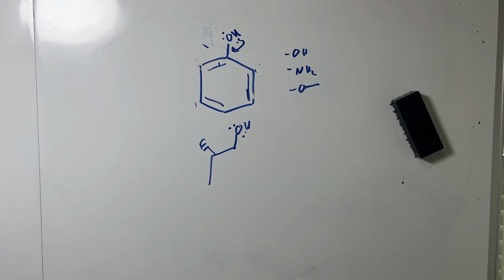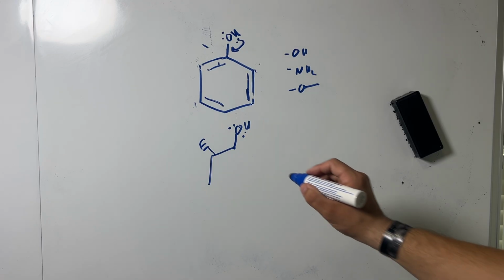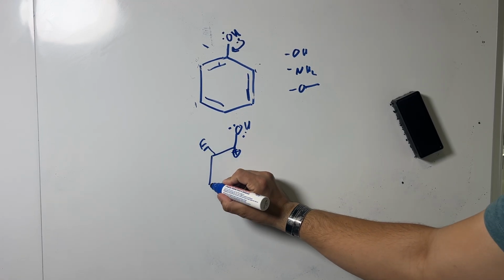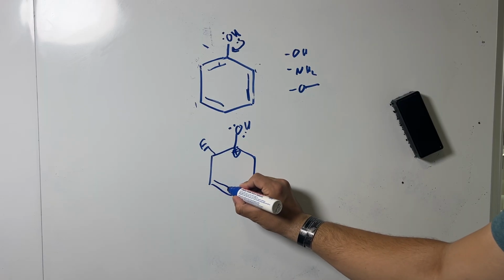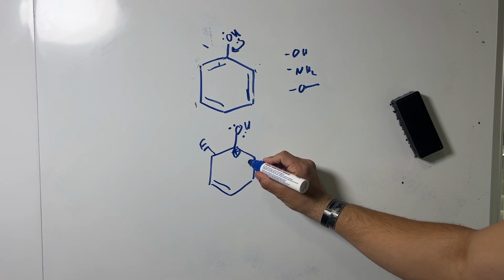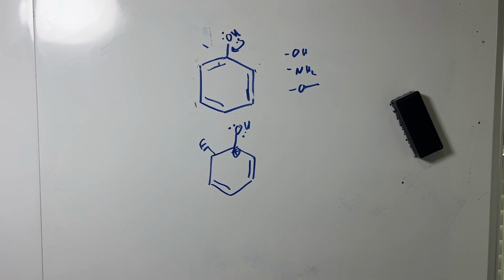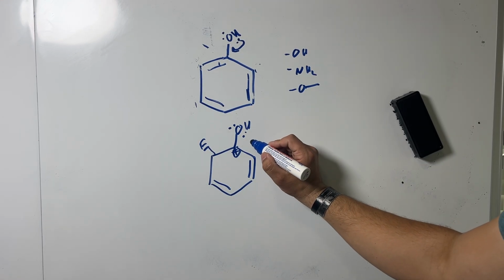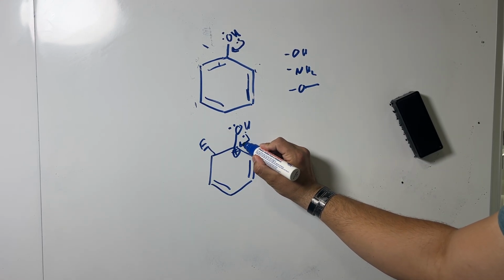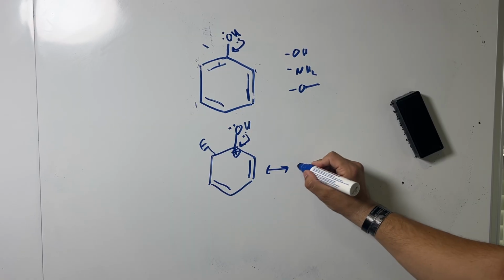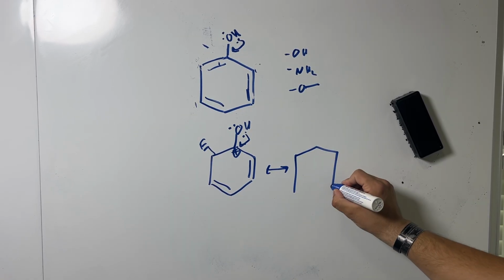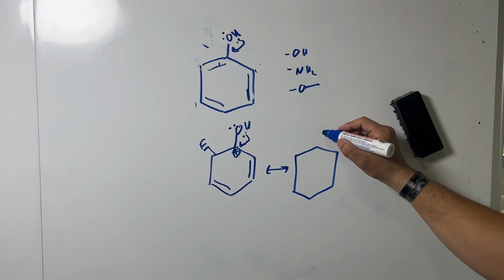Now, what do we do when we generate that? We generate a carbocation right there in our structure. So now what can we do? This is where we can push the electron density into here, and we get this. This is especially stable.